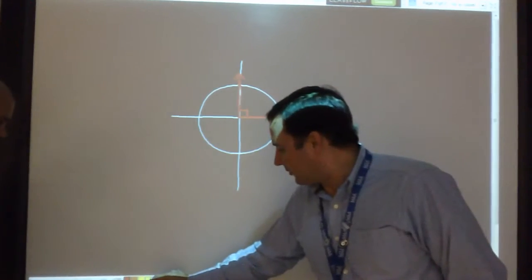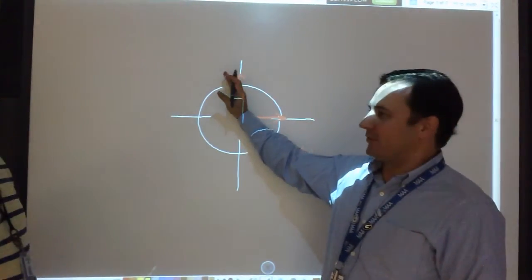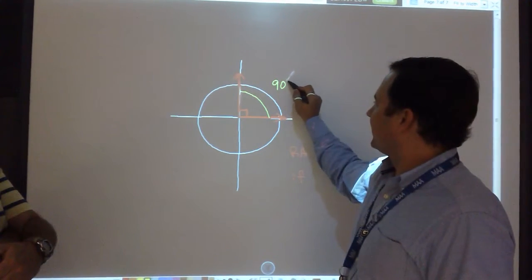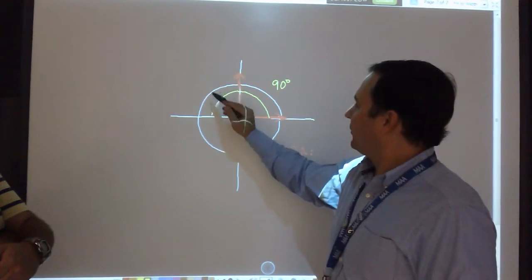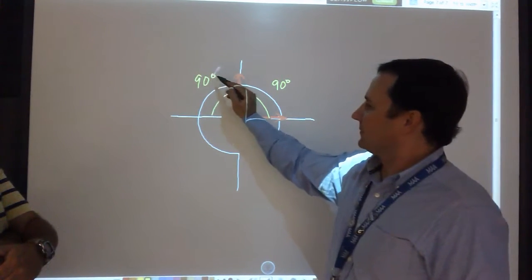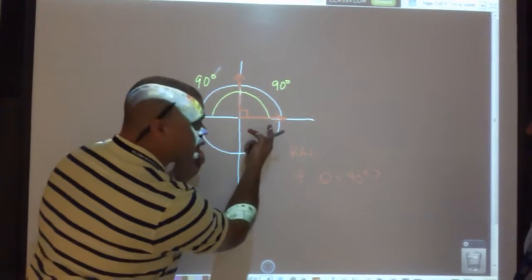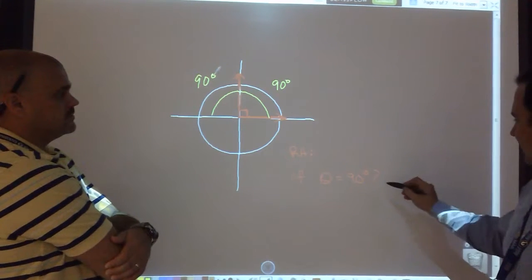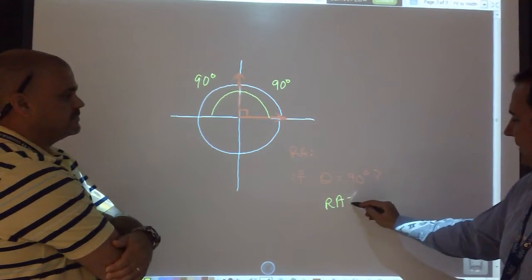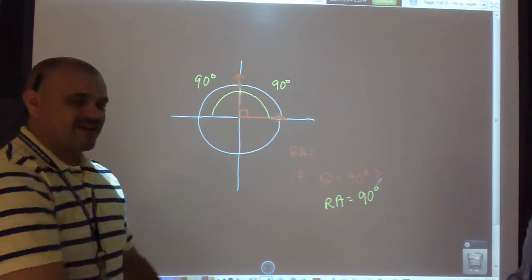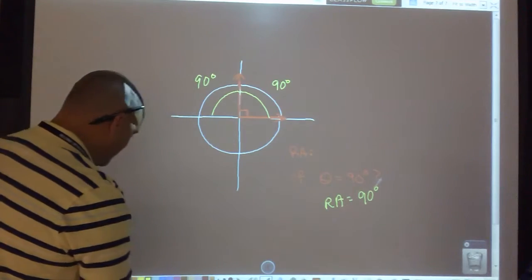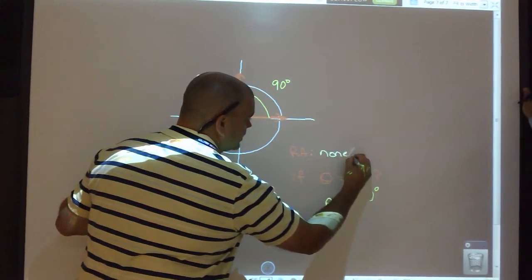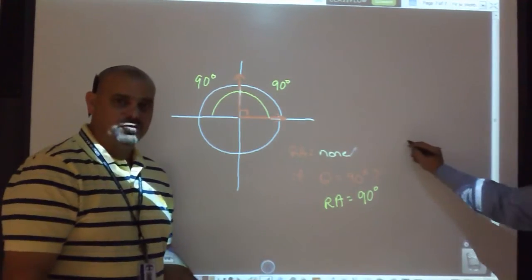Well, if we were to measure the closest distance from the terminal side to the x-axis, if we measured it this way, we'd have 90 degrees. But if we measured it this way, we'd also have 90 degrees. So which one of those 90s do we go with? Well, they're both 90. So the reference angle, I'm assuming, would be 90 degrees. Got him. The reference angle in this case is actually none. It doesn't have a reference angle.